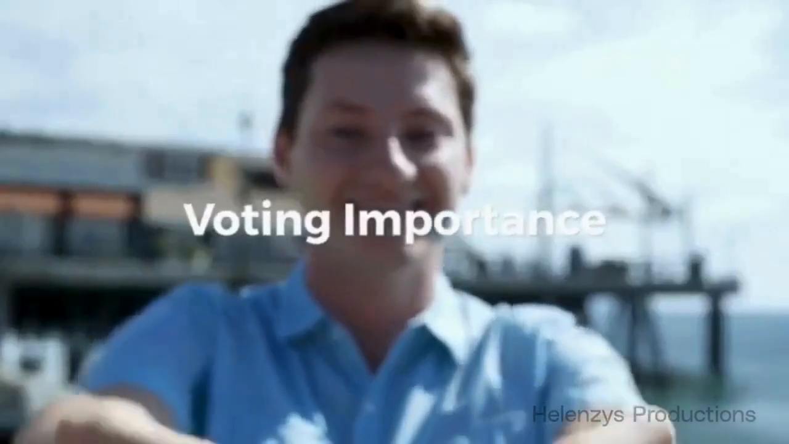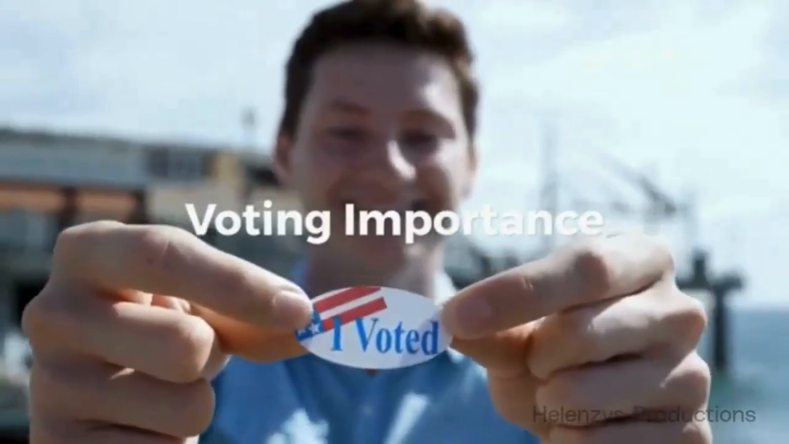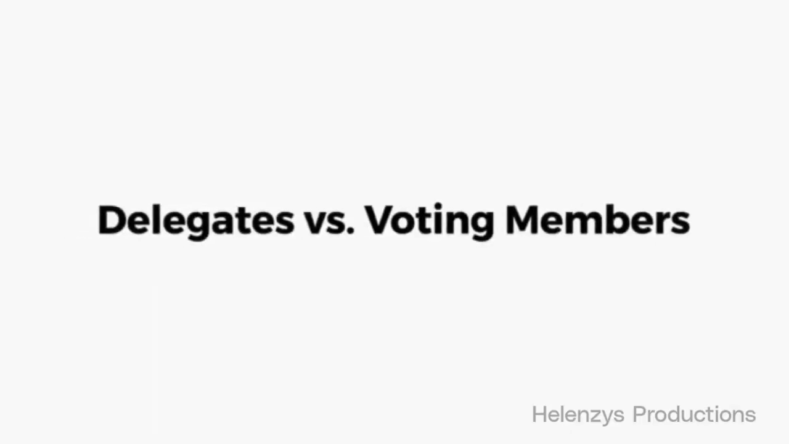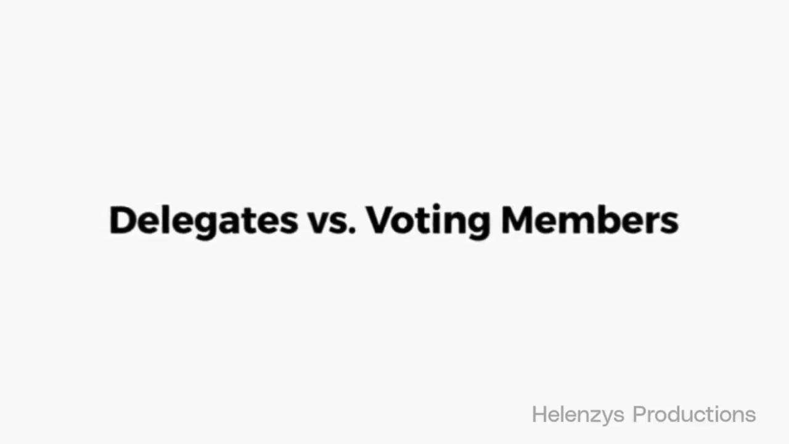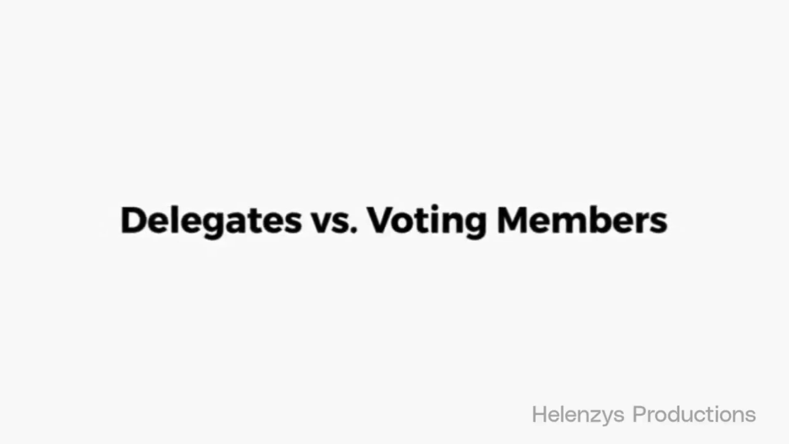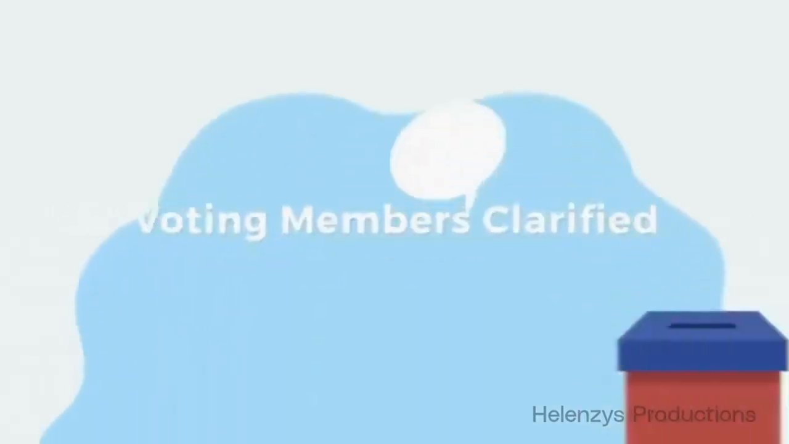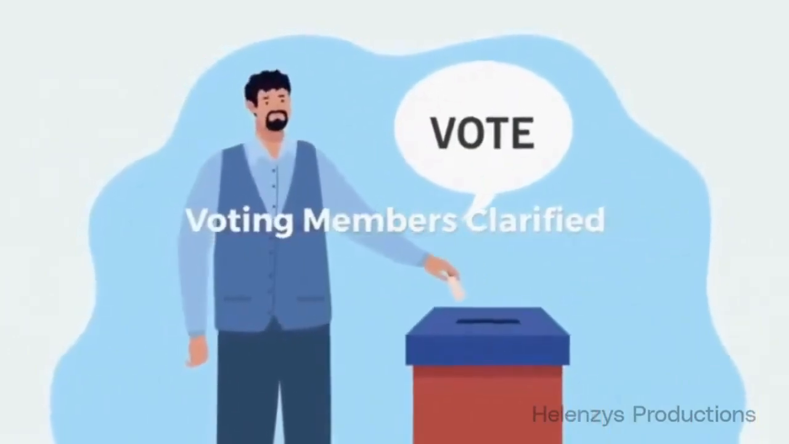It's also important to notice the word voting. Some areas like Washington, D.C. and U.S. territories may have representatives called delegates, but they do not always vote on the final passage of laws. That's why this question specifically says voting members.